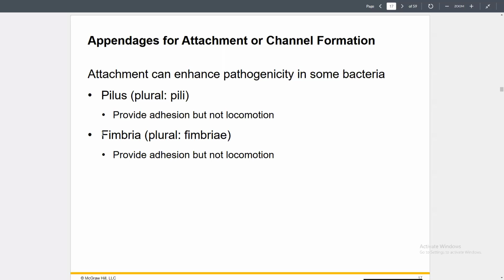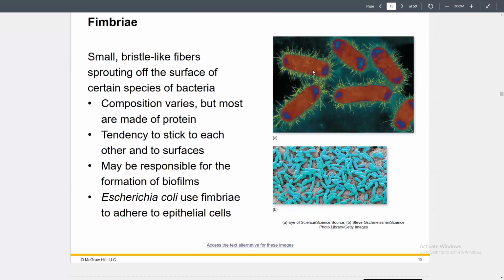But the pili can actually have more functions than that. So the fimbriae, think of them primarily as being our attachment guys. They look like tiny little hairs, and they have molecules on them that allow them to attach to surfaces. So little bristle-like hairs, and they're usually made of protein that allows for attachment to surfaces.